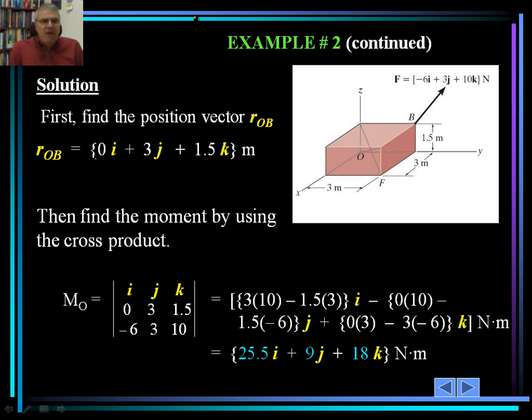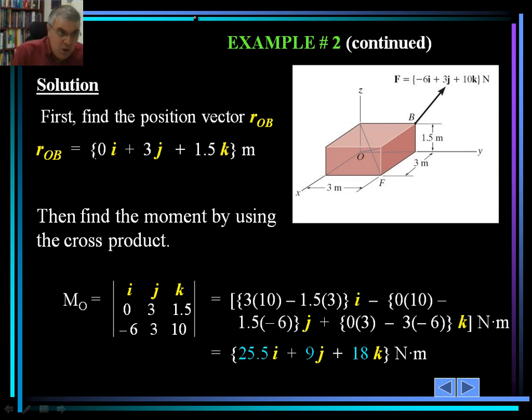So first we would find the position vector R sub OB. Remember, I've already defined that. The position vector R sub OB would determine the position of the force vector, the point at which the force vector is acting, with respect to the point that we would like to calculate the moment about. If they're the same, our job would be a whole lot easier. If it's not, then it's going to be a little bit more difficult.